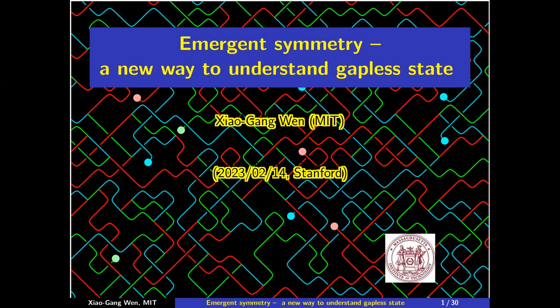One is the APS Oliver Buckley Prize for theoretical work on the theory of topological order and its consequences in a broad range of physical systems. I guess today's topic is related to that. And he was also elected as a member of the National Academy in 2018 in recognition of distinguished and continuing achievement in original research. So, yeah. Thank you very much.